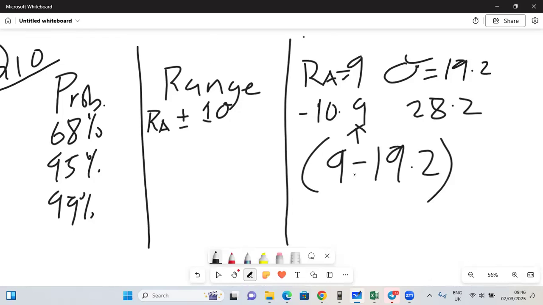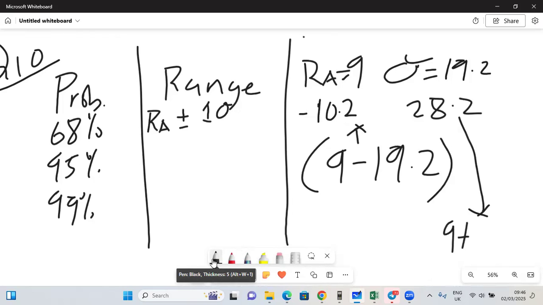Oh, it's 10.2, sorry. Right. And then this one here is basically 9 plus 19.2. So what we are doing is for the left-hand side, we subtract. For the right-hand side, we add. For the left-hand side, we subtract. For the right-hand side, we add. So let's do the second side too.